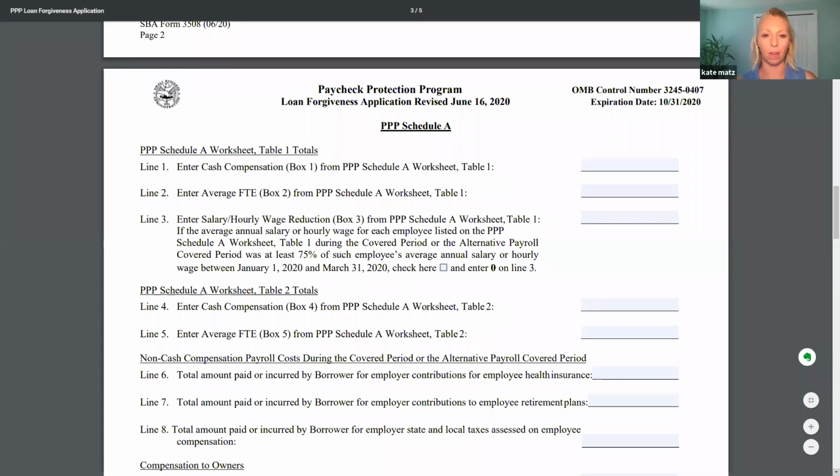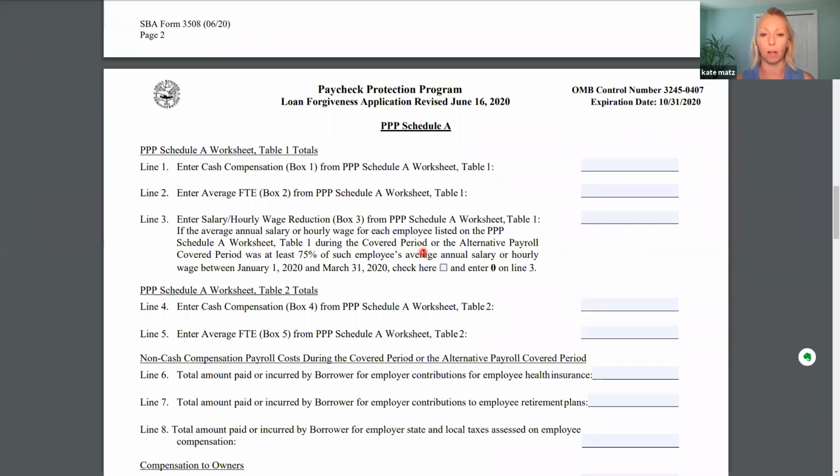This Schedule A then takes that kind of next layer down look at some of these numbers. So you'll have the cash compensation and FTEs and some wage information coming into play here for your employees that made less than $100,000 last year. Then in this next section where it talks about Table 2 totals, you're going to have some of that same information for your employees that made more than $100,000 in 2019.